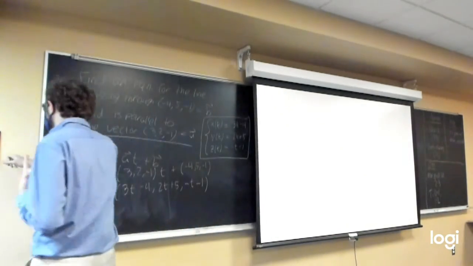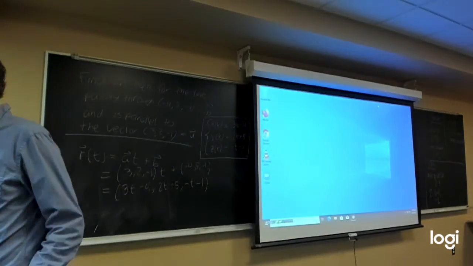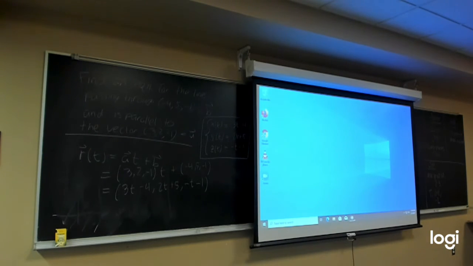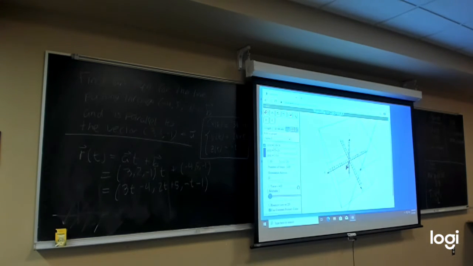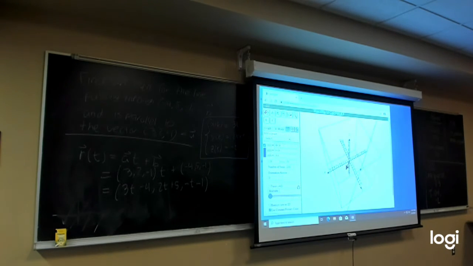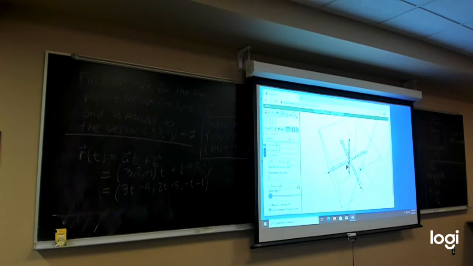Which in fact, if we look at our line, is exactly what I had. I wrote it as -4 + 3t instead of 3t - 4, but it's the same thing. (3t - 4, 2t + 5, -t - 1) happens to give us this line that is parallel to our slope vector, the vector (3, 2, -1). And it also passes through this point (-4, 5, -1) that we were given.